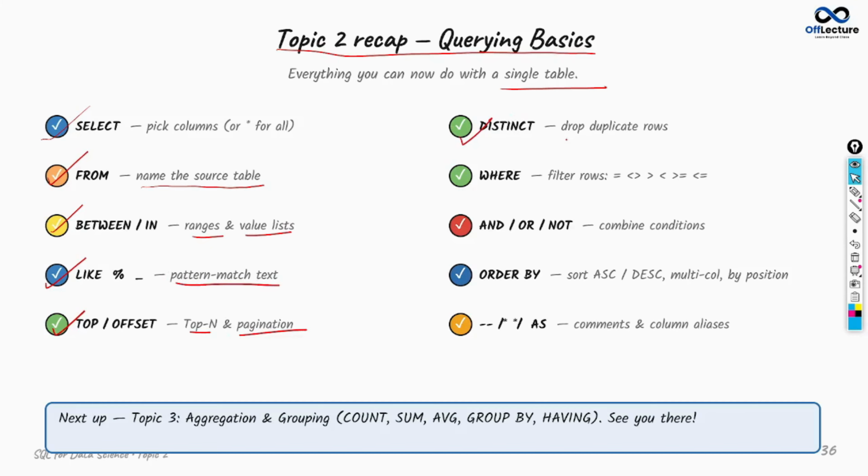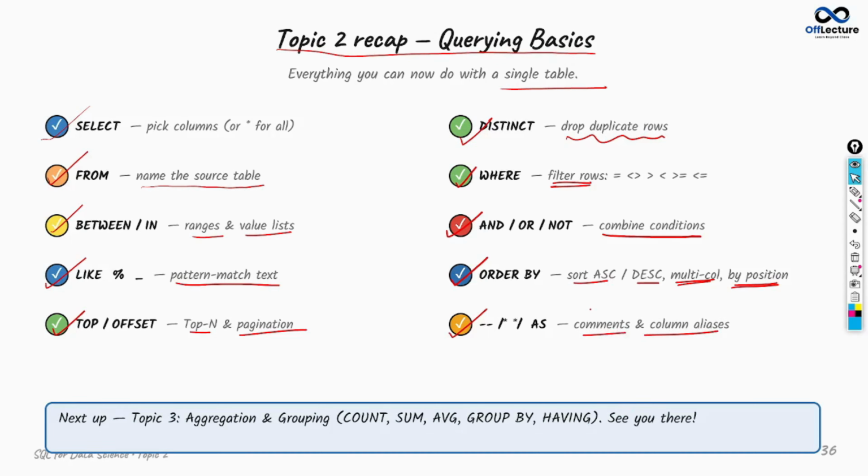Distinct is used to drop the duplicate rows. Where is used for filtering the rows. And, or and not are used to combine the logical conditions. Order by is used to sort your data in ascending and descending order. Multiple column sorting and by position sorting we understood. And double dash, slash star and AS are used for comments and column aliases.